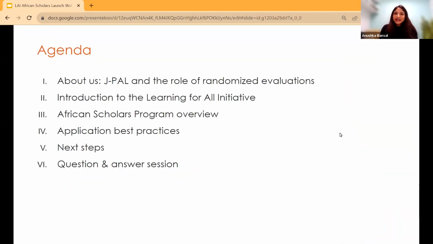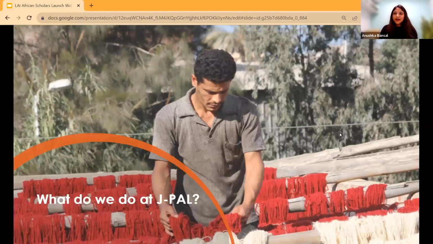So with that, I'll just start us off with an overview of our organization and our main methodological tool, and then hand it over to Demi for an introduction to LAI's research agenda. From there, we'll describe the program components. Claire and Raquel will talk about application tips and tricks, and then we'll review next steps before opening up for a Q&A.